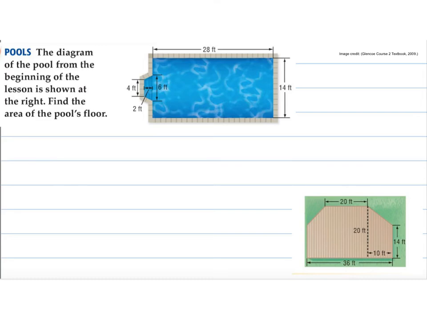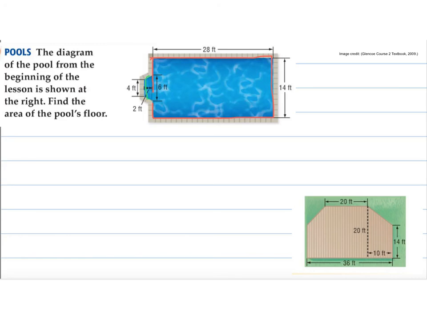The diagram shows the pool from the beginning of the lesson in the book, which doesn't matter to you. But we want to find the area of this pool floor. So let's break it up into figures that we know. If you want to go ahead and do this on your own, awesome, okay? I can see right away that I have a rectangle, and then over here, I have a trapezoid.